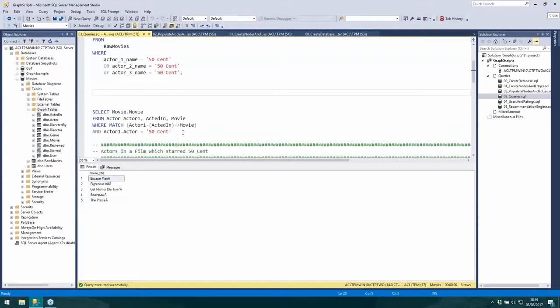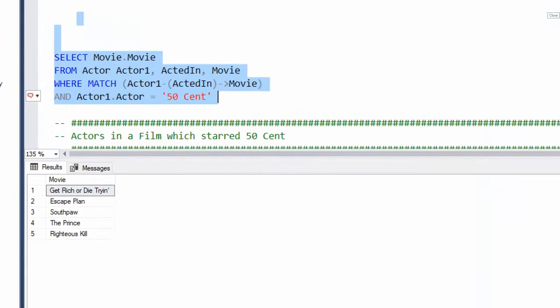So now how would I do that in a graph way? Let's just execute this one. Yeah, that's good. That's working. What I'm saying is select me the movie from the actor, acted in, and movie. So we're going from a node, relationship, node, and I'm doing this with my match syntax. I'm saying, take me the actor through the acted in to the movies, and then I'm filtering this one down to push me through this relationship.